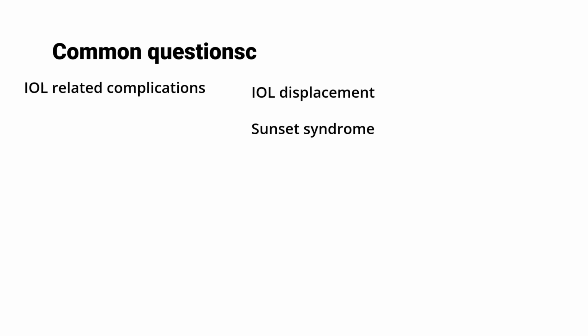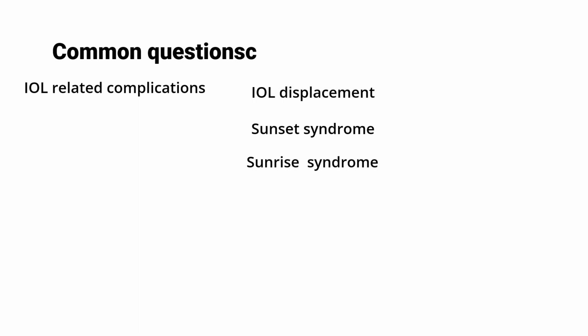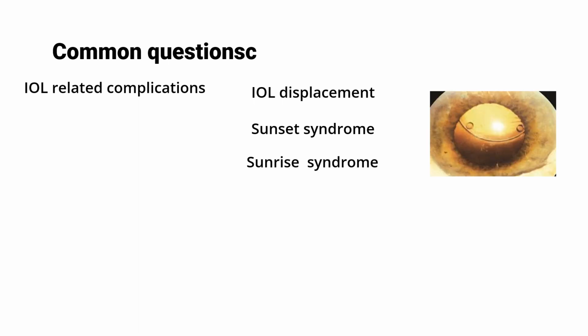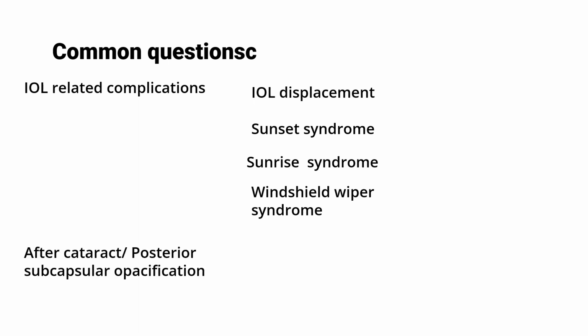It can be IOL displacement. Okay, these can be late or early complications: sunset syndrome where the IOL sinks down, or a sunrise syndrome where you see that the IOL is displaced upwards. Or sometimes we see something called windshield wiper syndrome where the IOL keeps moving from one position to another because probably it's a smaller IOL diameter for that particular eye. Late complications again could be an after cataract or a posterior subcapsular opacification.